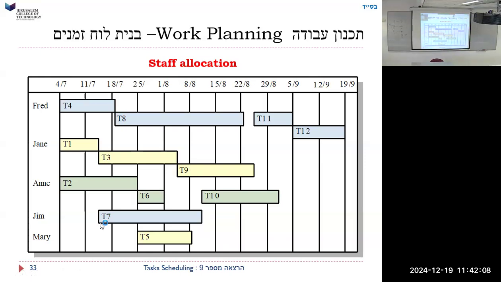T7 probably needs to start after T1. Exactly. T7 has to start, and so does T3. So theoretically, we could have given Jane T7 to do and Jim T3. But why didn't we? Maybe because Jane knows how to do T5, T9, and we want to give her a shorter task before she can do T9. Because, right? This is a shorter task. Now, why is there a gap here? T7 needs to be done before T9. So really it would have been nice if we could have started T7 earlier. Why didn't we? Because we couldn't, because it needed T1 to finish.